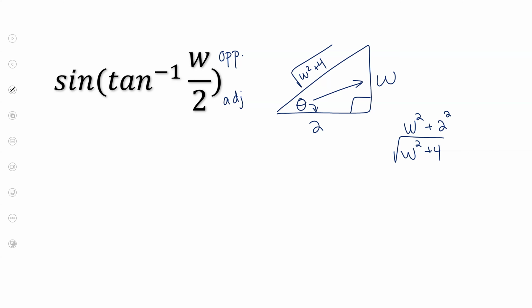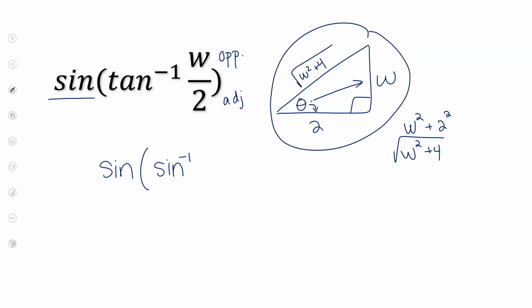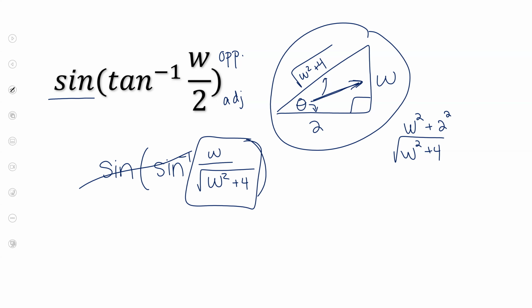Okay, so if I want to cancel out sine, I'm going to find the inverse of sine using the exact same information from my triangle. To get sine, I do opposite, which is W, over the hypotenuse, which is square root of W squared plus 4. Those inverses cancel, so this is my answer. Yes. Okay, so let's go ahead and rationalize this. Does everyone understand how I got this part so far? Okay, great.